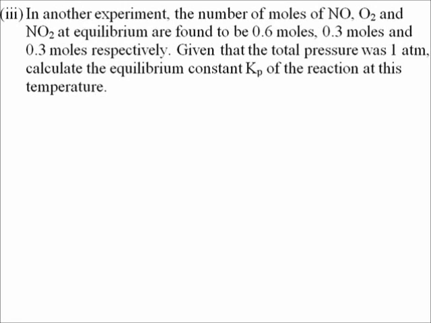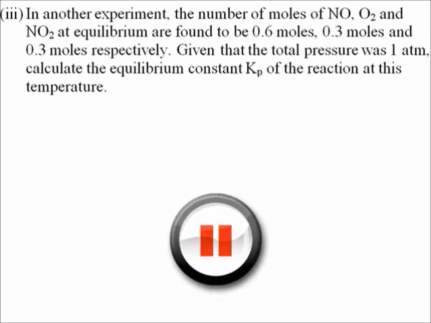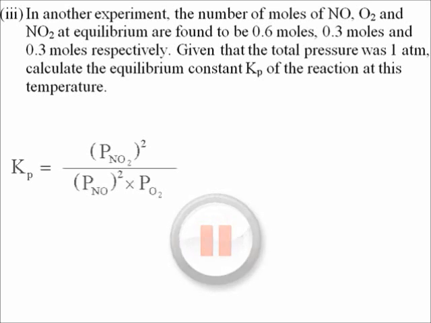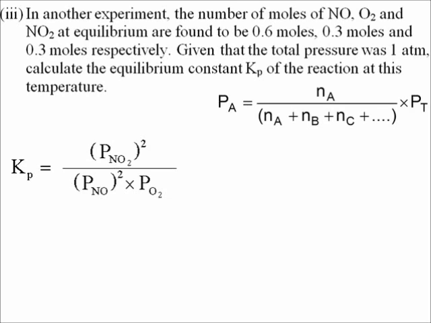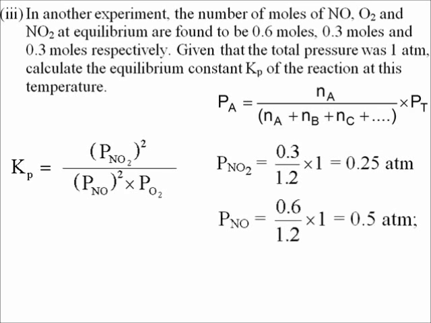Now, find the value of Kp. Remember, the partial pressure of a gas can be obtained by multiplying its mole fraction with the total pressure. Again, pause the video and resume only when you are done. To obtain the value of Kp, we will need the partial pressures of the reactants and products at equilibrium. The respective partial pressures can be obtained by multiplying their mole fraction with the total pressure. We then substitute them into the equilibrium constant expression.